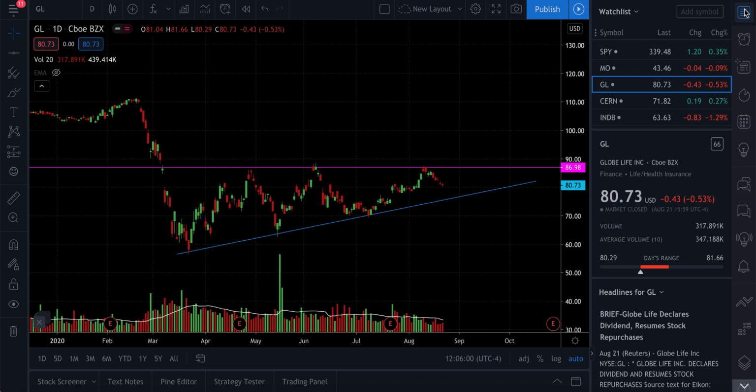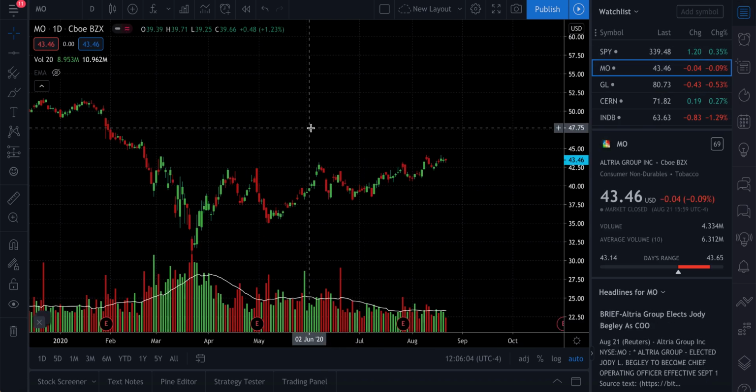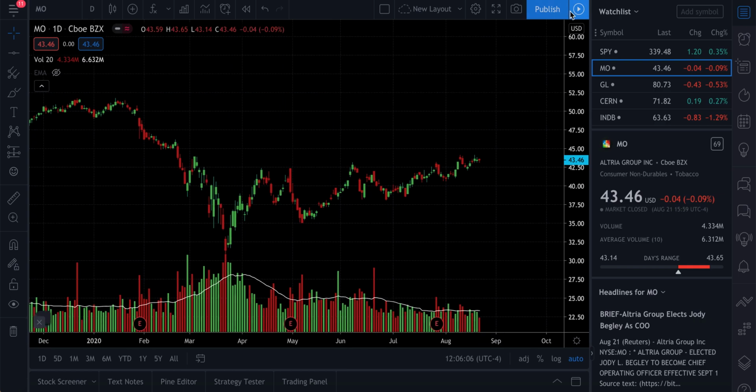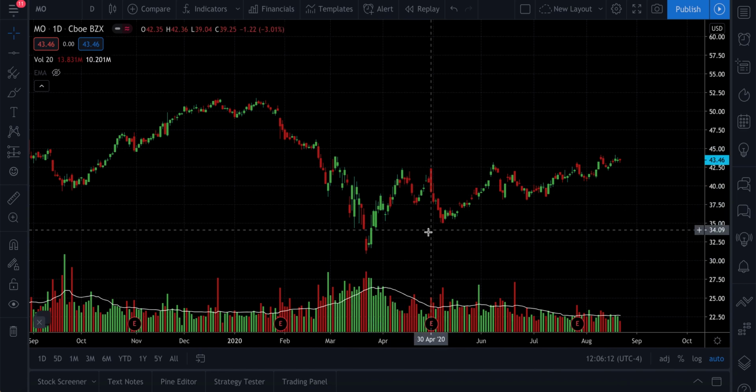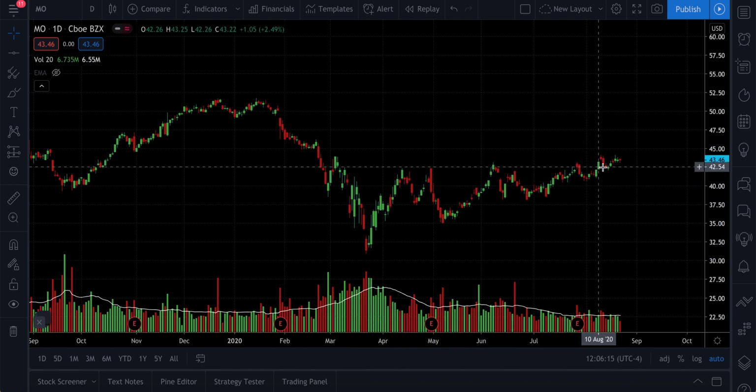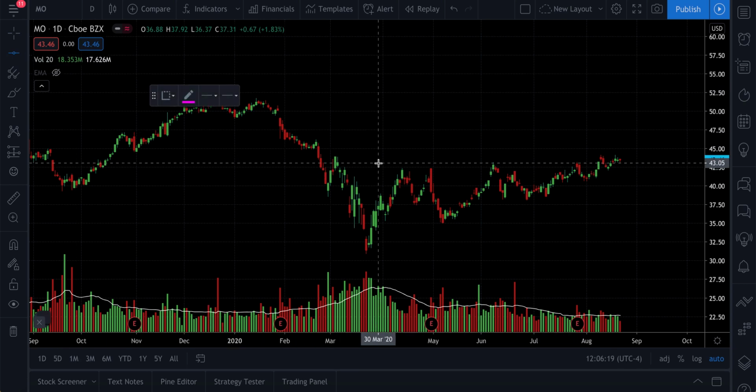So let's add some, so AMMO. Let's look at AMMO, the cigarette company. Exactly, see, they are making higher low, higher low, higher low, higher low, a perfect triangle. So if you draw a line, that's a straight line right there.